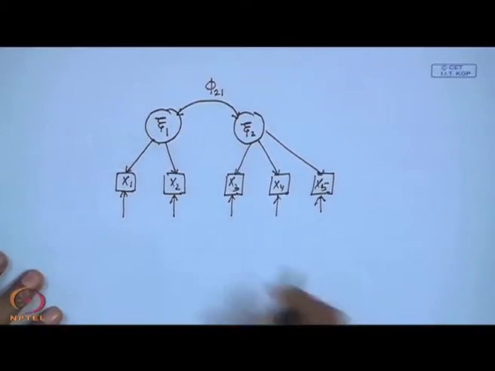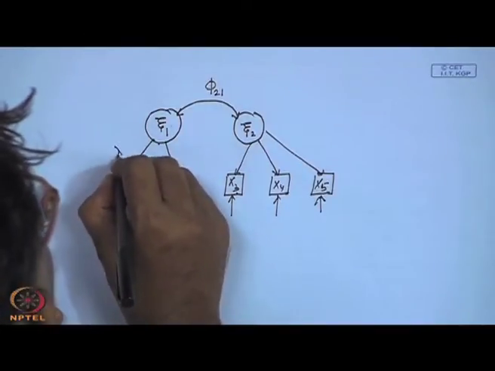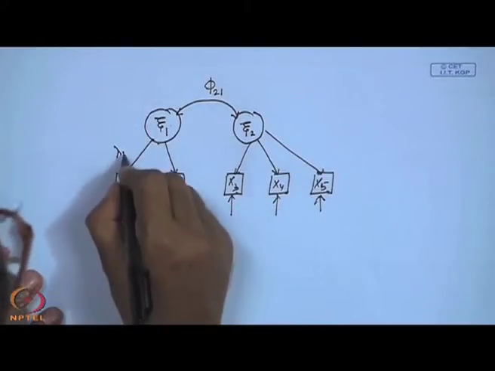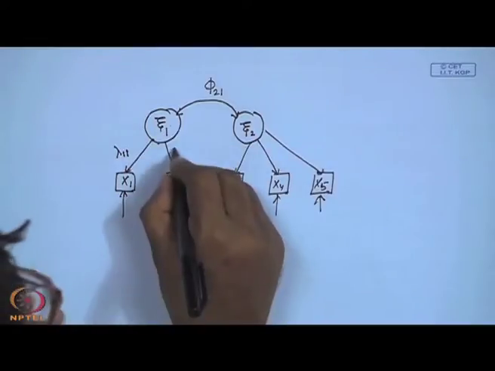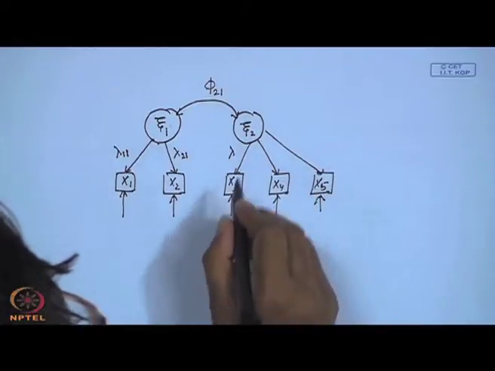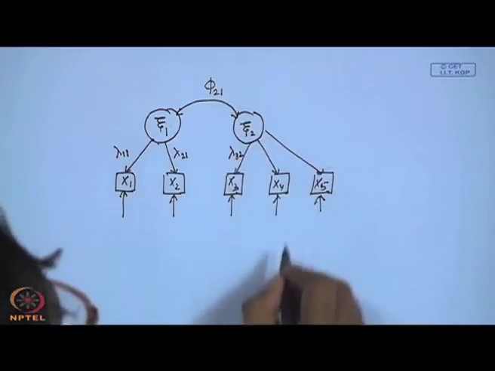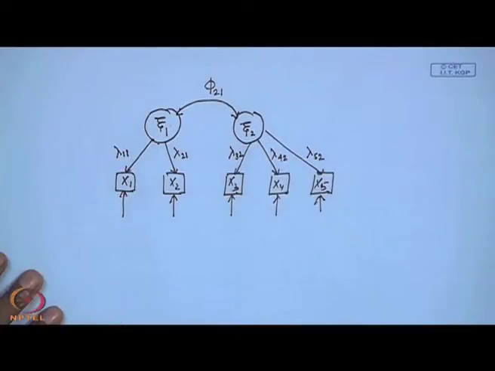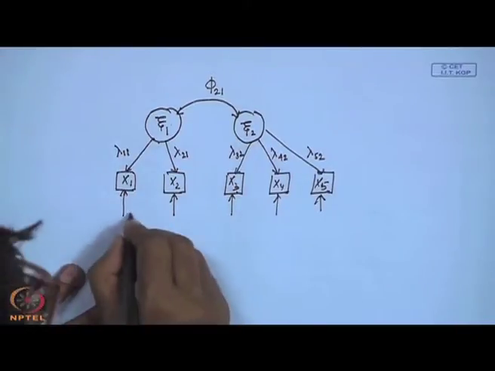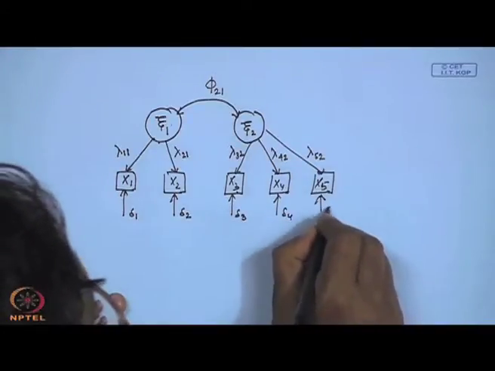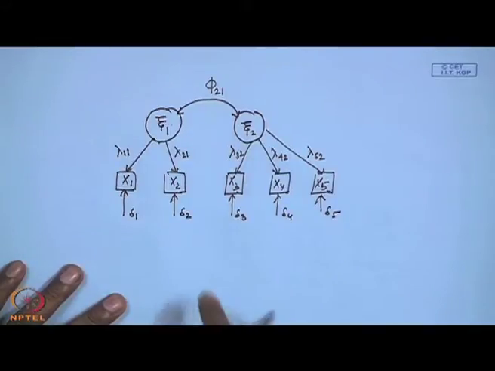Now, if I write this one as lambda, for x1 I am writing lambda 1 1, x1 affected by xi1, then lambda 2 1, then x3 affected by xi2, lambda 3 2, then lambda 4 2, then lambda 5 2. Okay. So, this one will be delta 1, this will be delta 2, delta 3, delta 4, delta 5. And this is what you have seen in confirmatory factor analysis.